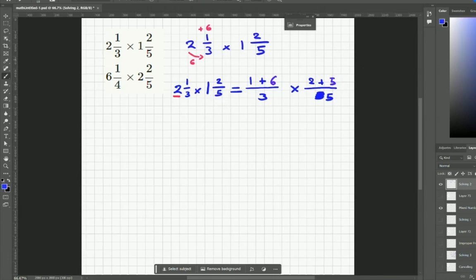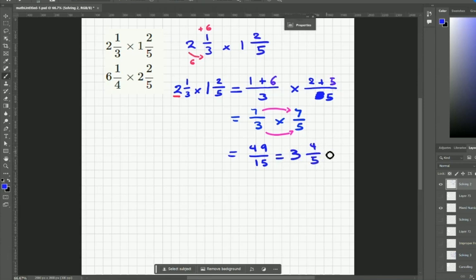All right. Now that we're done with that, we can rewrite the entire equation. It's going to be 7/3 multiplied by 7/5. And now we're back to what we were doing before with improper fractions, and we can multiply these two together. Remember, to multiply fractions, we multiply numerator by numerator and denominator by denominator. This is equal to 7 times 7, which is 49/15. And again, please turn this into a mixed number if you can. It's going to be 3 4/5.